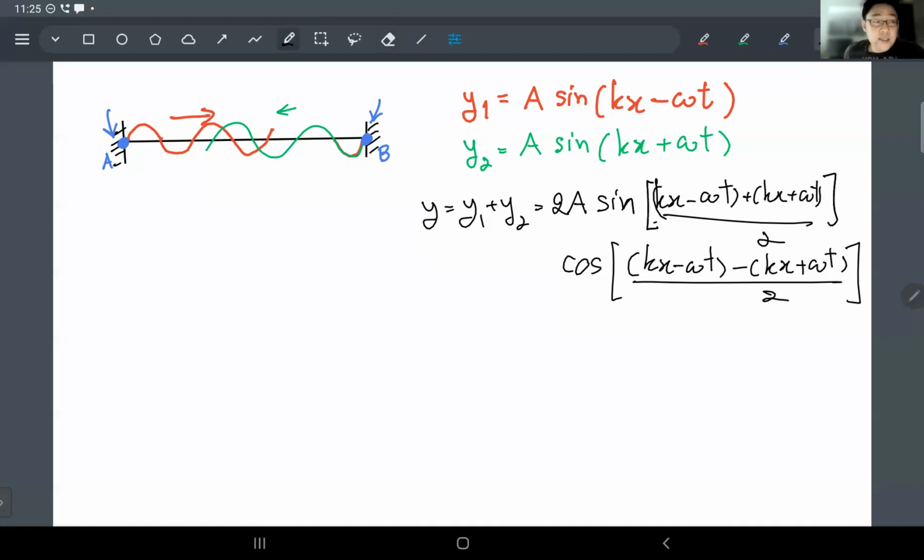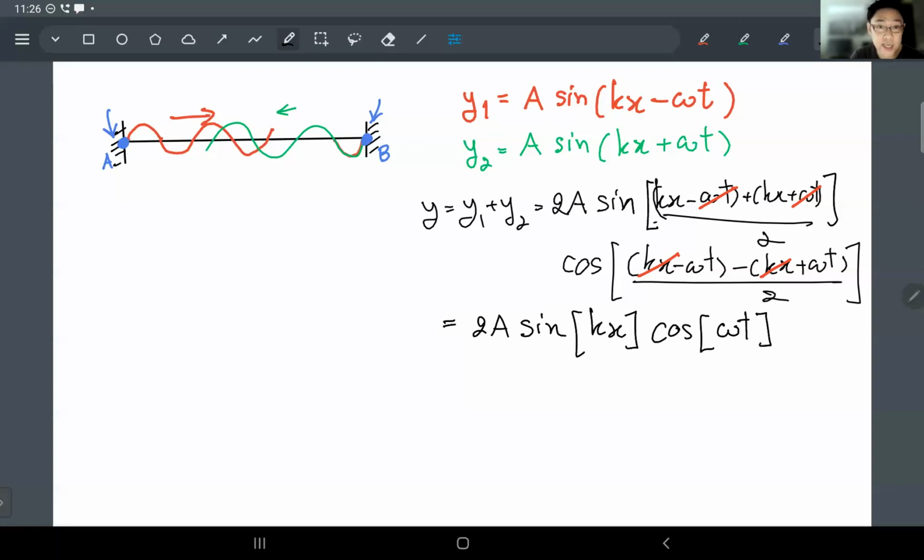So you guys with me? I'm using the same identity again. Now the nice thing about this one is some terms get canceled. Omega t is gone in the sum, and kx is gone in the difference. So what I have is 2A sine, with 2kx divided by 2, so I have kx for the sine. What about the cosine? I have minus 2 omega t divided by 2, so the 2s cancel. And cosine of positive or negative is exactly the same, so I just write omega t. And that is done.